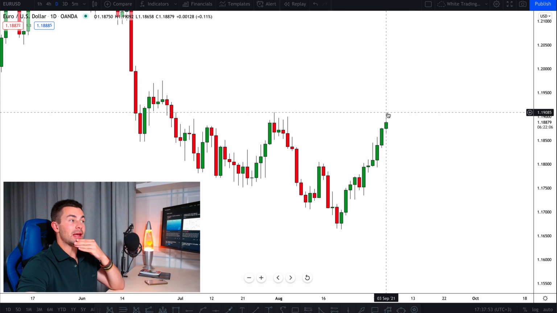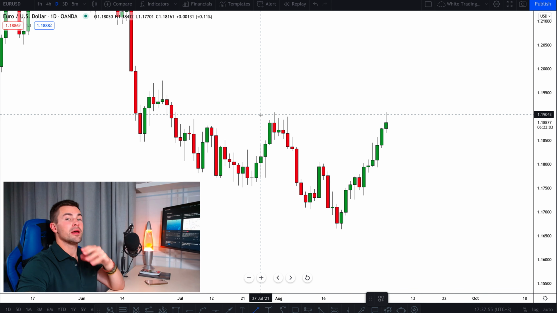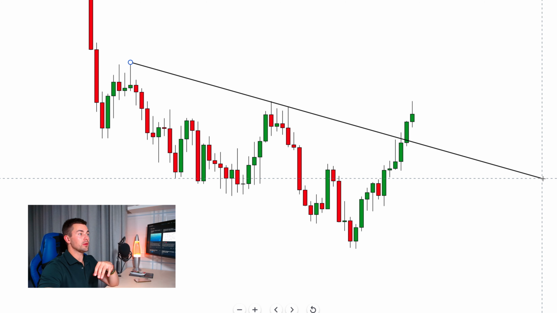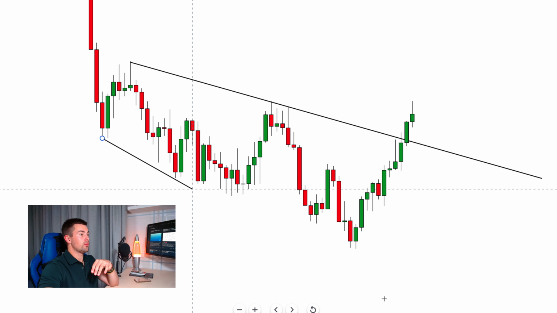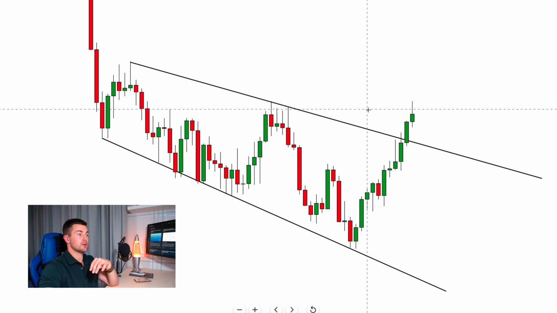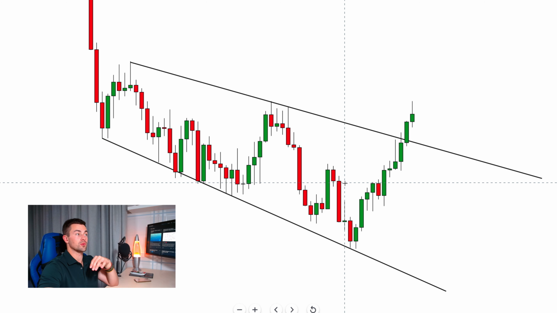But what is next? Actually, here are a lot of things for you to watch. First of all, don't forget about this falling channel. For now, that falling channel is broken to the upside. Yes, we see the confirmed violation of its resistance.